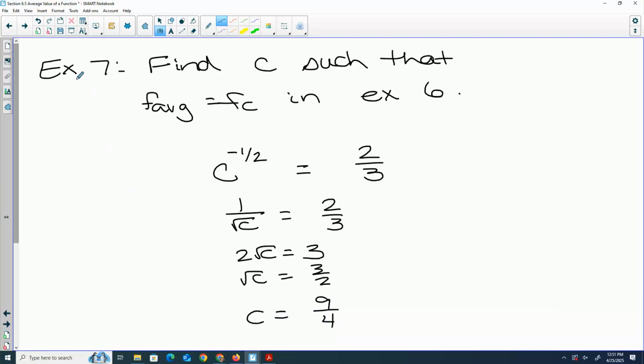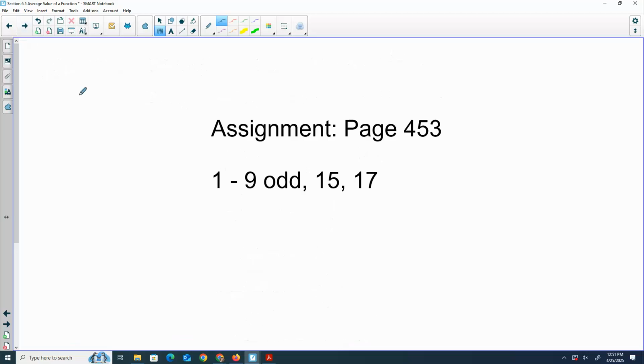Was 9/4 in the original interval for example 6? Yes, it had to be something between 1 and 4, and 9/4 is. So that's all fine. Is there any way that it would sometimes not be? You could get multiple C values and one of them might not be, but there has to be one that is, assuming your function's continuous. Any problems with that? Okay, so here's your huge homework assignment.